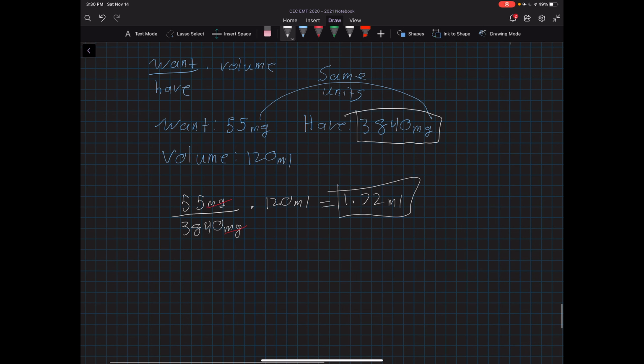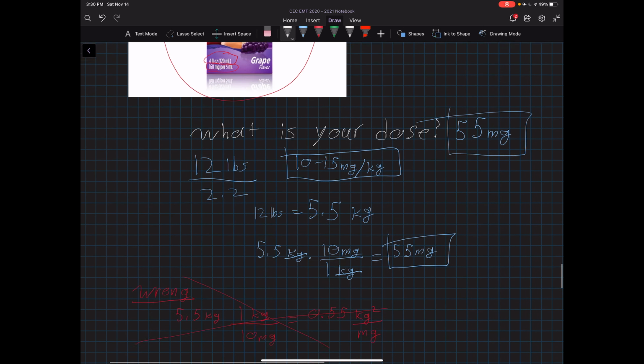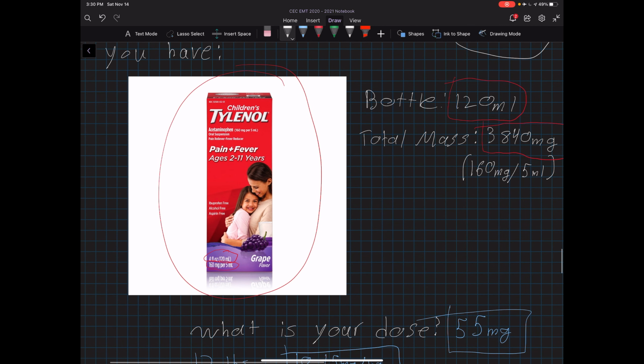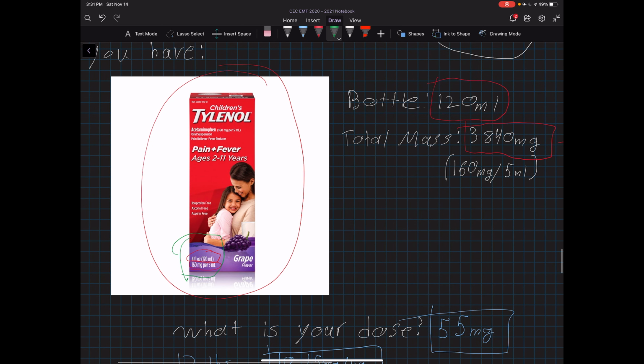Now, just to show you that this works no matter which one of these we choose, if we come back up here and remember that it gives us 160 milligrams per 5 ml. The way that I got to the 3840 is I simply asked, how many sets of 5 ml do you have in 120? 120 divided by 5, multiply that by 160, and that got me 3840. Okay, that's the hard way.